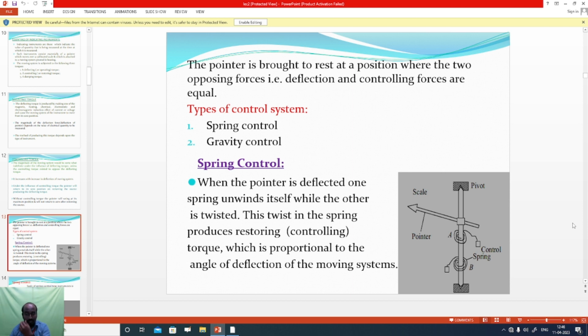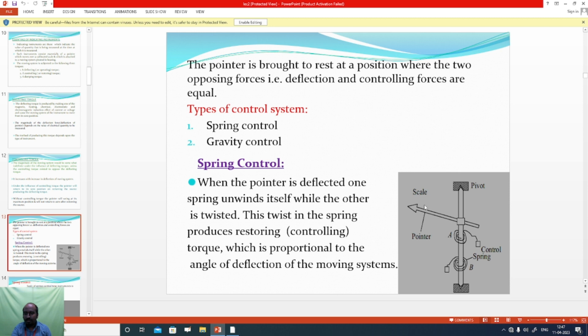The first one is spring control. In the bottom right corner, you can see the diagram of a spring control system. Here we can see a spindle. A spindle is a rotating part which is pivoted on bearings. The spindle is surrounded by two control springs, one is A and another one is B. These control springs are wound opposite to each other.